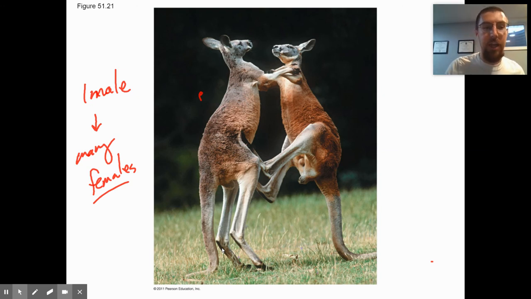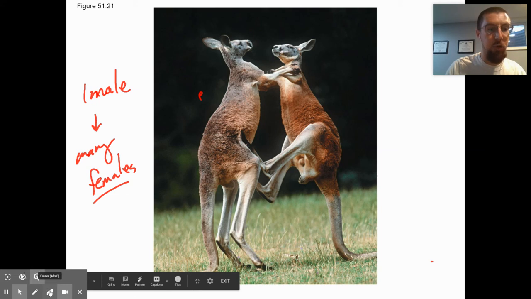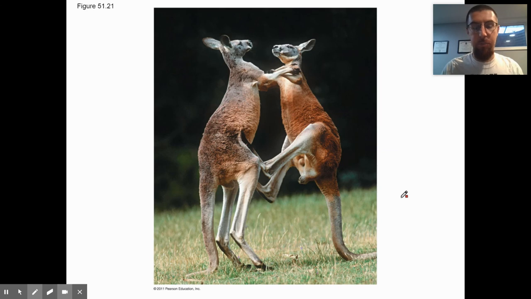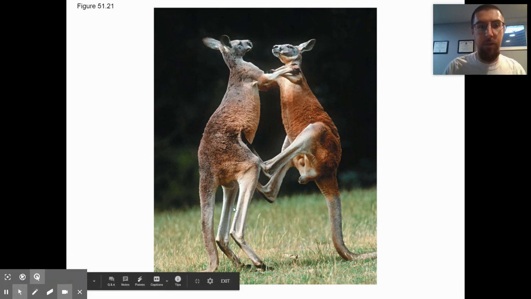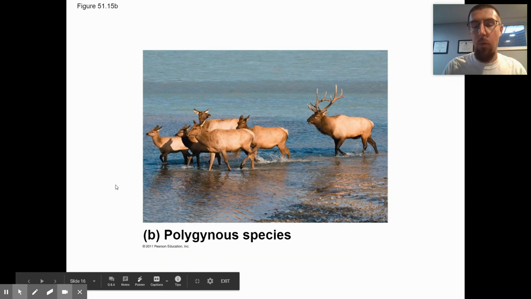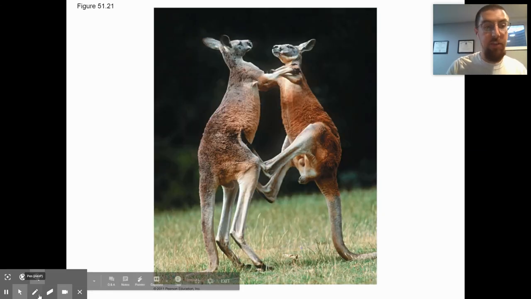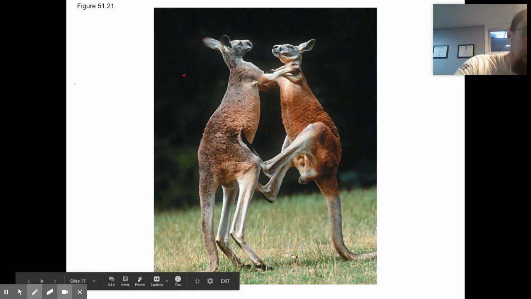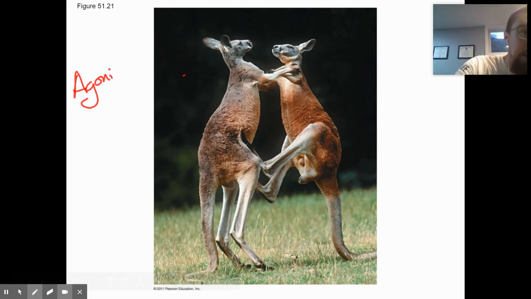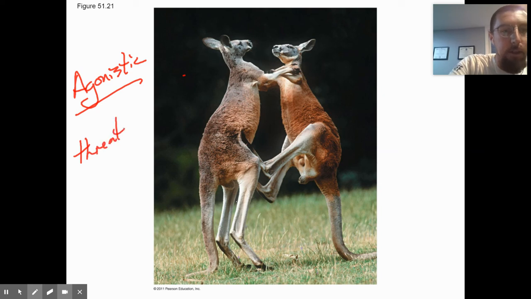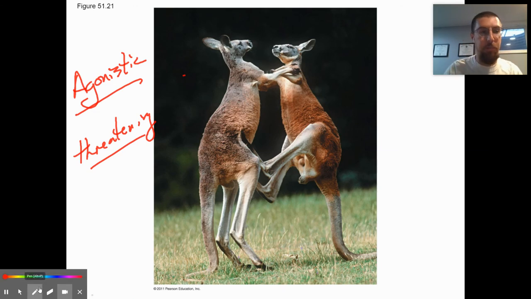You do see one other kind of behavior when it comes to mating and polygyny. So this is polygynous relationships once again, and again we're talking about when one male mates with many females. If one male's mating with many females, you can see something called agonistic behavior. An agonistic behavior is a threatening behavior. You see this in the elk from the previous picture.